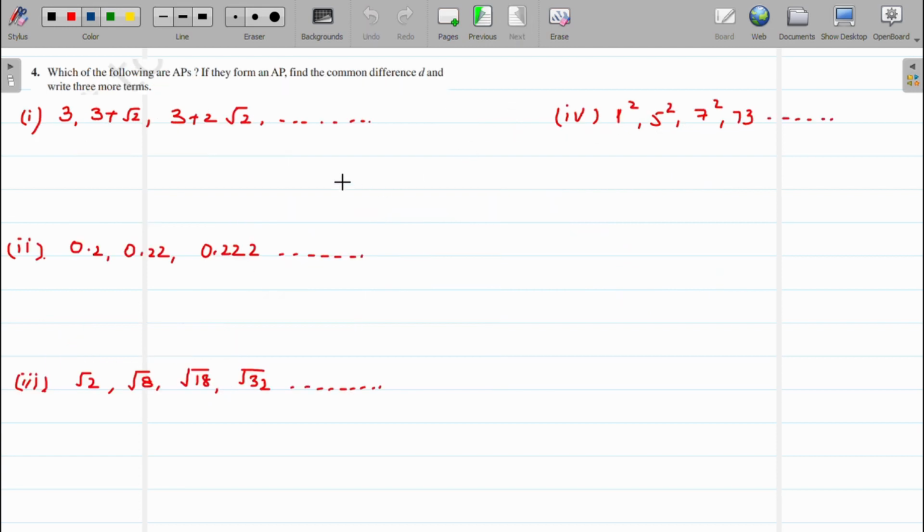Then the next one. Which of the following are APs? Now here we need to check properly. If they form an AP, find the common difference D and write 3 more terms.